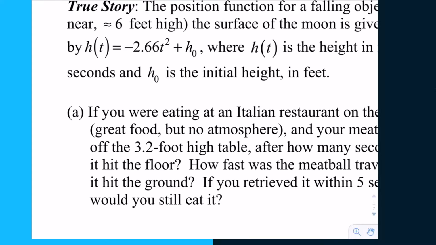H sub 0, that's physics notation, right? What would that subscript mean? It's the height at time 0, or the initial height.